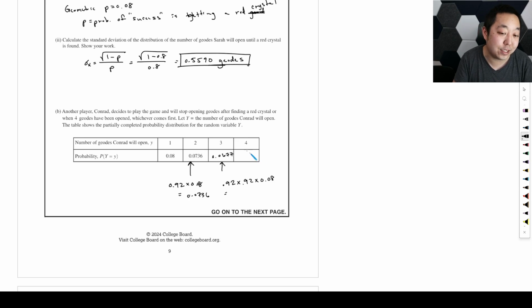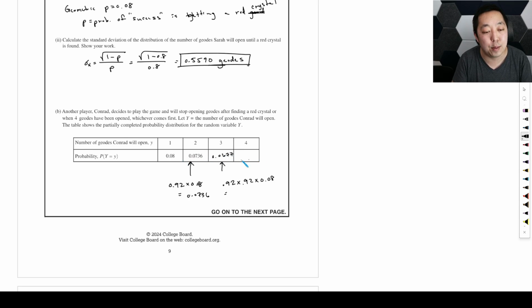So for number 4, it doesn't matter if he gets a red crystal or not. It's just going to be whatever the remaining probability is. So you just do 1 minus all of these, because the total sum has to equal 1. The 4 doesn't have to be a red geode. It just means he's going to stop. He's going to open this one regardless.